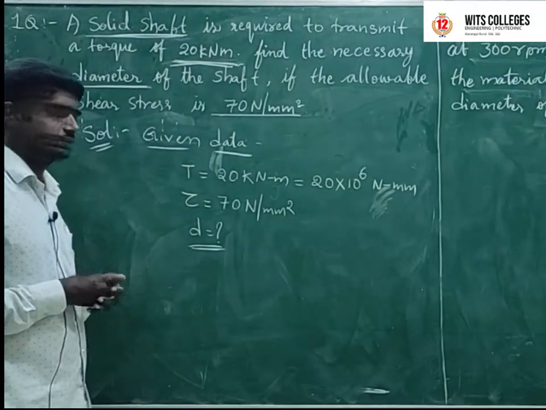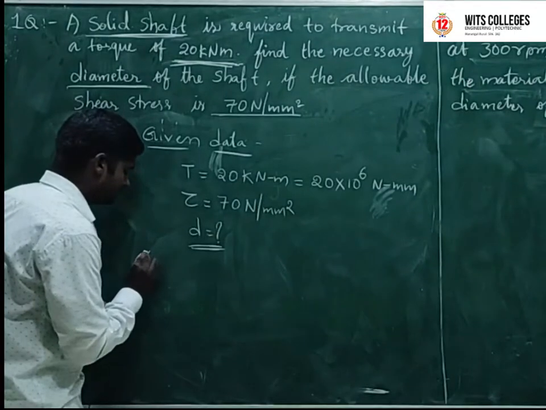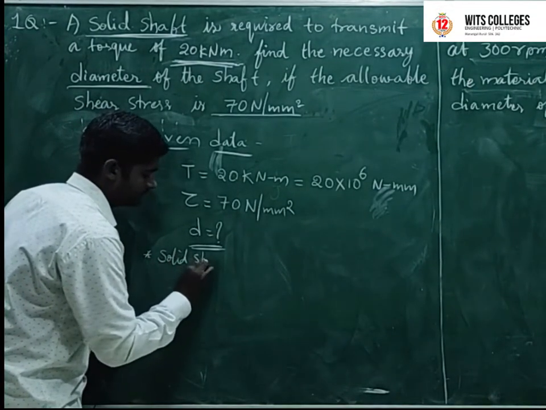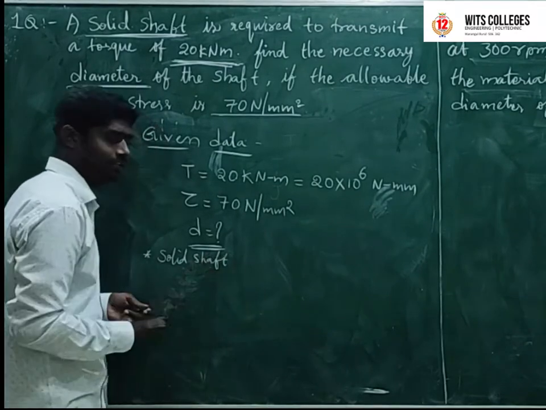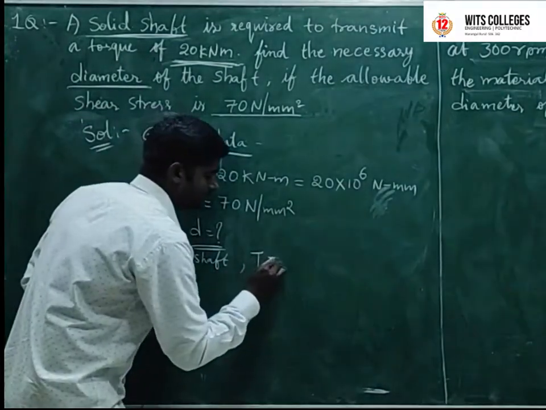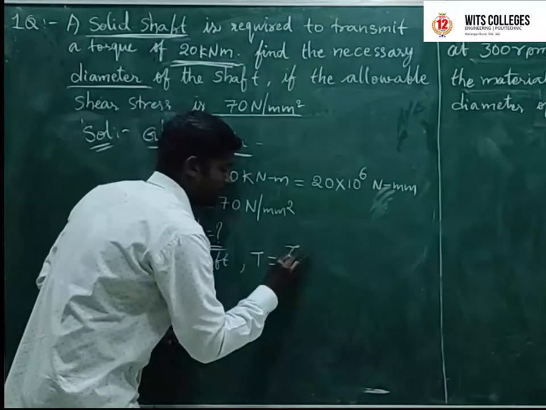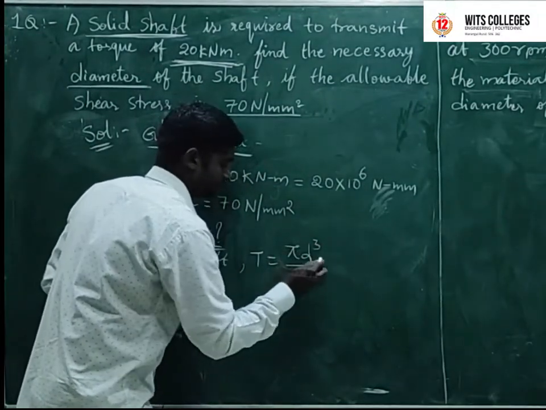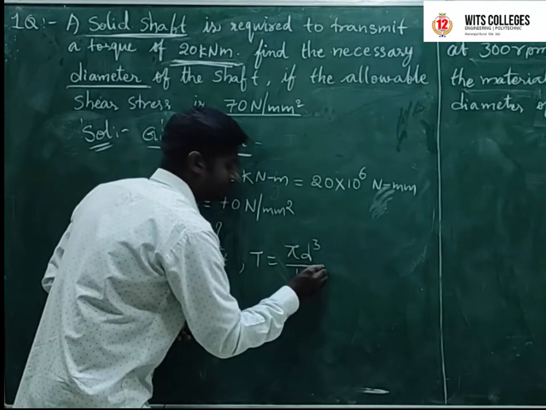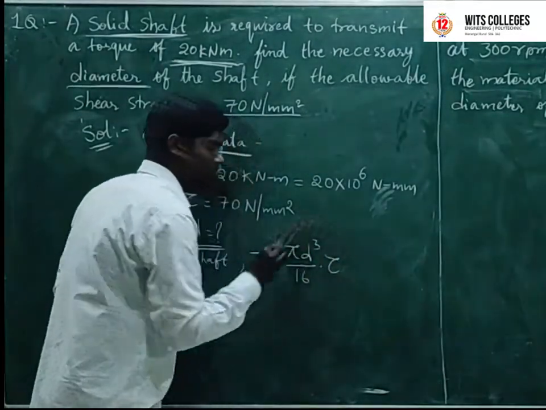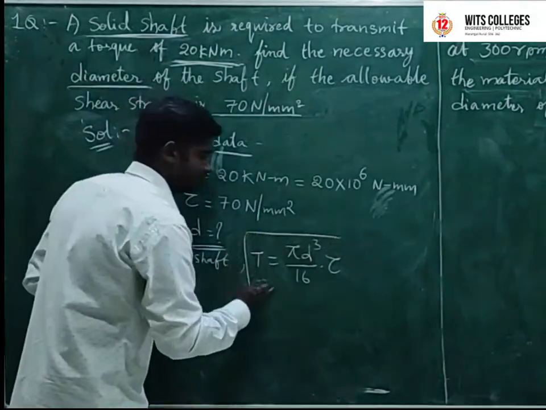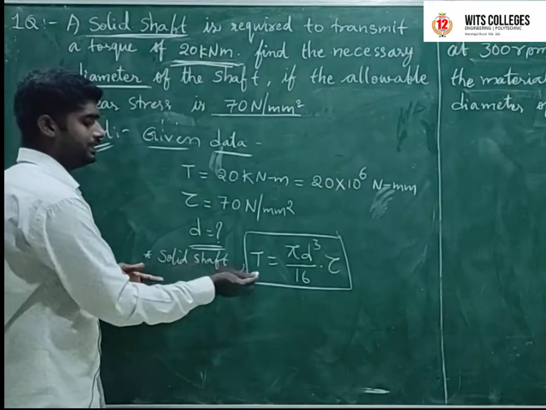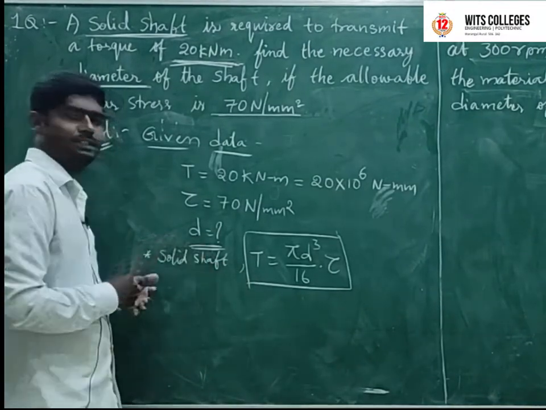How to find it? This is a solid shaft. In this solid shaft, the torque equation is T is equal to pi d cube by 16 into tau. This is the equation for a solid shaft. Using this equation, we find the diameter.